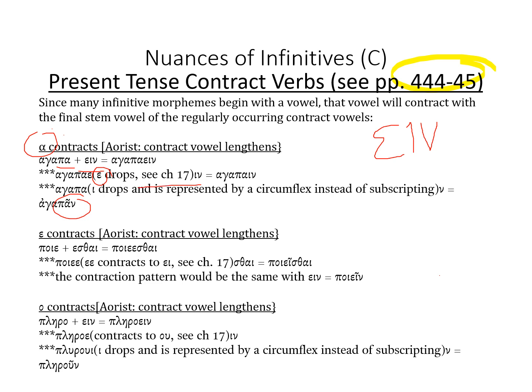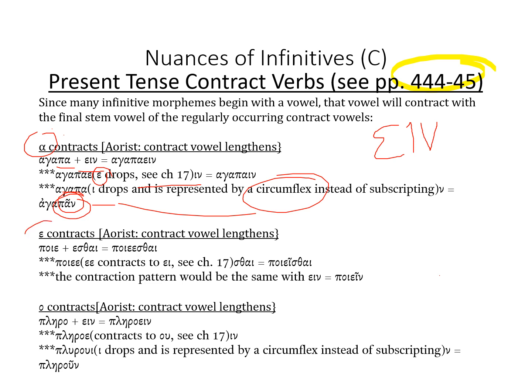Look back at chapter 17 for the rules. And the iota is represented not by a superscript or a subscript, but a circumflex. Again, we're used to that iota sometimes going underneath. That doesn't happen here. It goes on top. And you see the circumflex right there. So we have agapon.